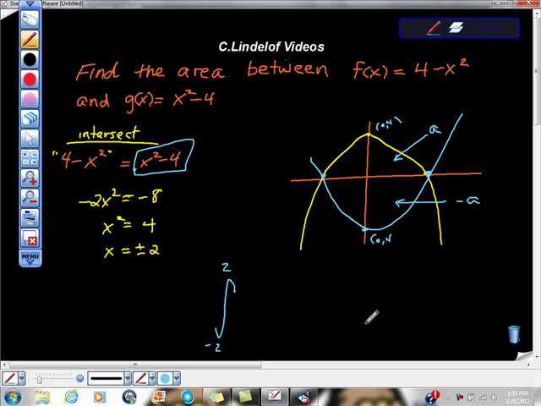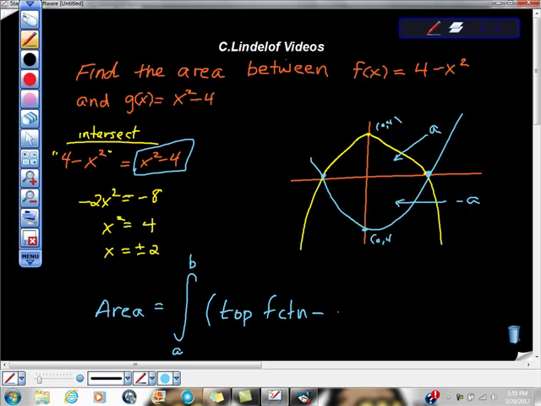So the way that you do that is this. This is how you want to set this up. When you're finding area, and I hope you guys out there are writing this down, area is equal to the definite integral from a to b of the top function minus the bottom function dx.